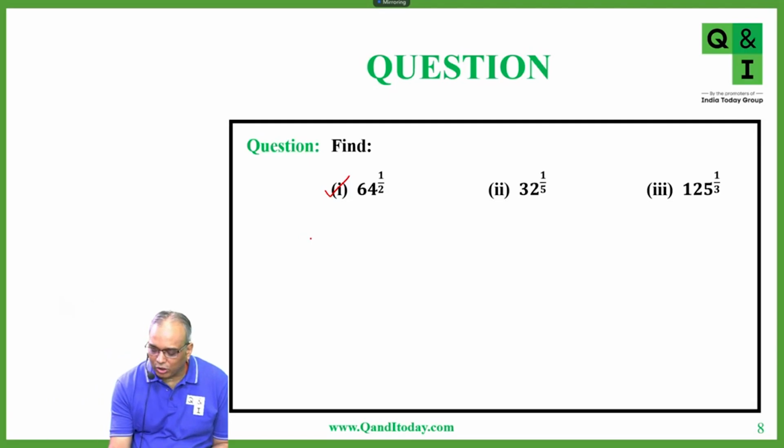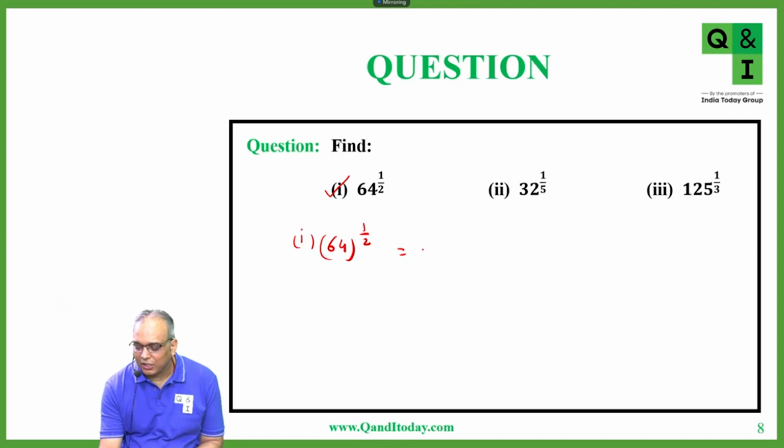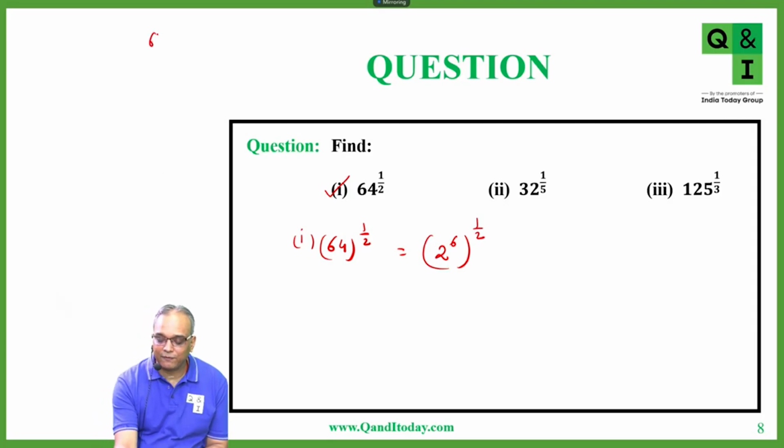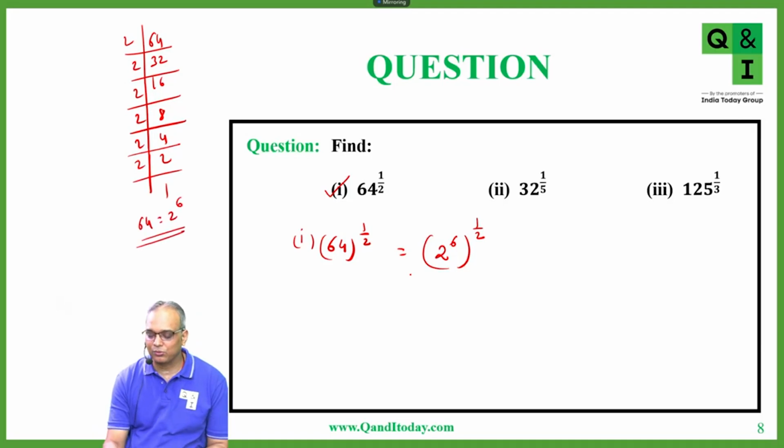So here if we solve this first one, 64 raised to the power 1 by 2 can be written as, now this 64 is 2 to the power 6, raised to the power 1 by 2, right? 64, if you find the prime factorization of this, you will get, so if you divide by 2, 32, 2 and 16, 2 and 8, 2 and 4, 2 and 2, 2 and 1. So 64 will be 2 to the power 6.